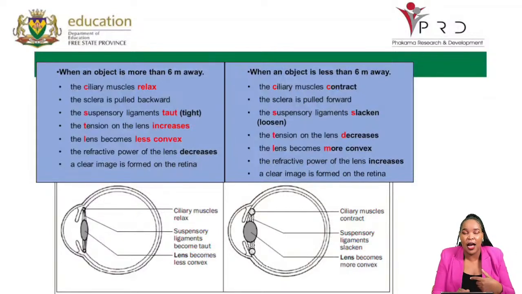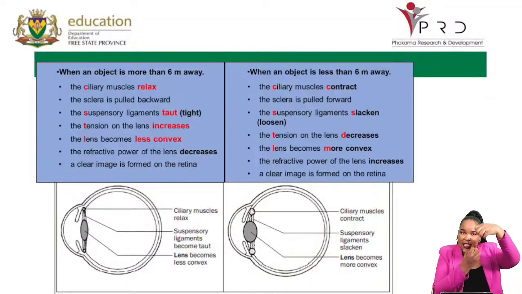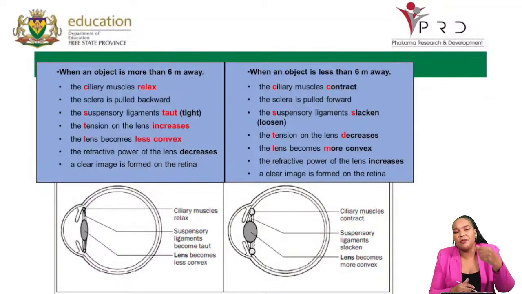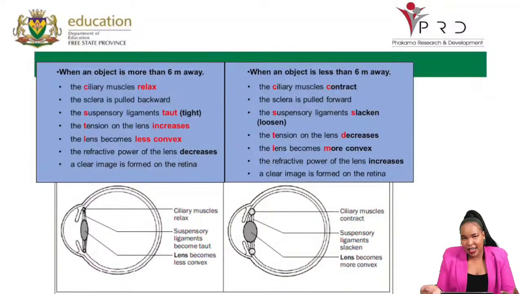How do you see something that is far? The ciliary body is going to relax. Then the suspensory ligaments are going to become taut, or very tight. When they become very tight, they are going to pull what? The lens. The lens is going to become what? Less convex. And when it becomes less convex, its refractive power is going to decrease, therefore forming that image on the retina. Let's take a look at what happens on the opposite.